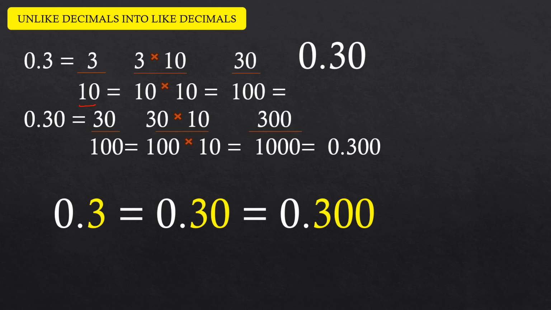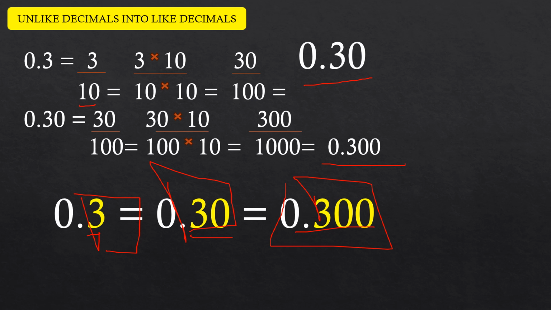300 upon 1000. That means 0.300. So 0.300 is the answer of this, and 0.30 is the answer of this. So there are like decimals: 0.3, 0.30 and 0.300. See, we are doing the same decimal, right? So 0.30 and 0.300, these are like decimals. I hope this is clear to you.